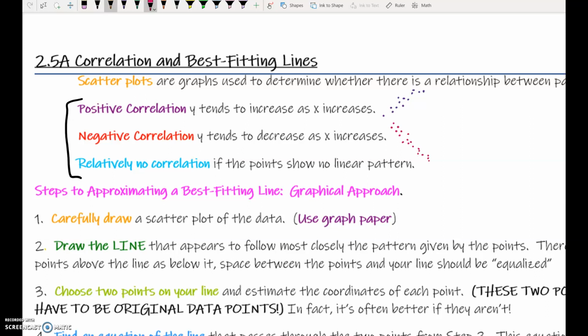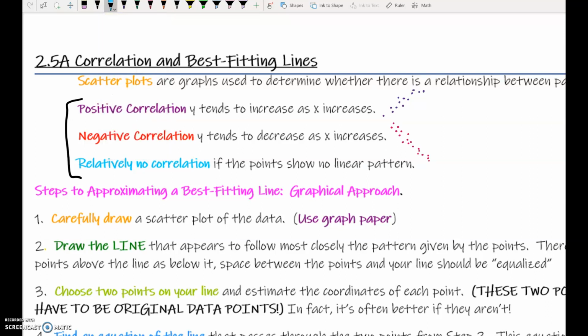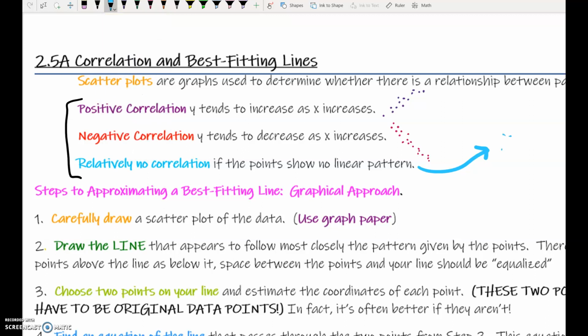And relatively no correlation happens when, I'm going to draw this one over here. Ooh, that marker is really, really thick. Hold on. There we go. If the graph looks like this, and you couldn't put a positive line or a negative line into that because you could make a case for either, that means relatively no correlation.